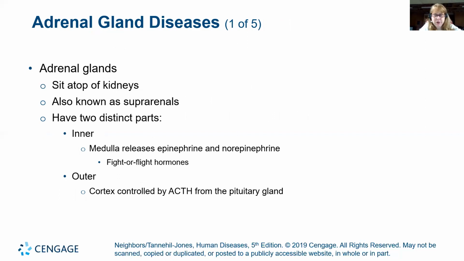The medulla, or the inner part, releases epinephrine and norepinephrine. These are our fight or flight hormones. And the outer is the cortex, which is controlled by ACTH from the pituitary gland. So here's where we start to see where one gland affects the next gland, affects the next gland.